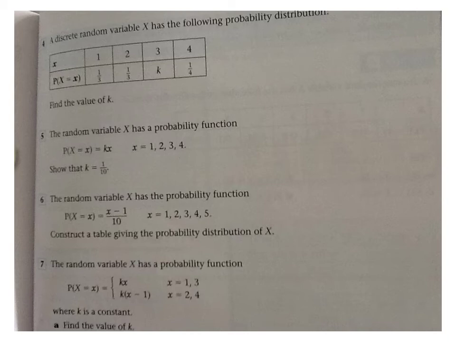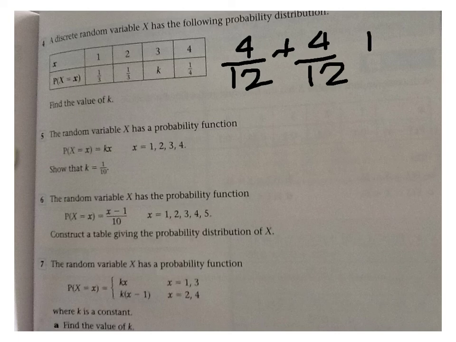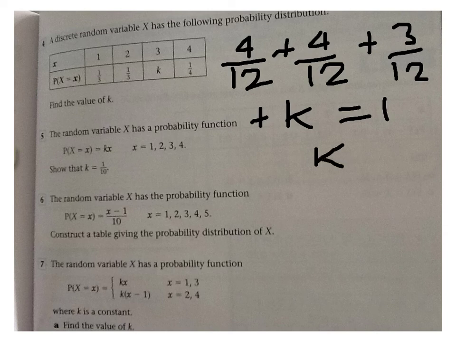Right, so for question 4, I know that if it's a probability distribution, then all the probabilities should come to 1. So I've got 1/3 plus 1/3 plus k plus a quarter equals 1. Now a third is 4/12, so we've got 4/12 plus 4/12 plus a quarter, which is 3/12, plus k equals 1. So you should be able to see quite clearly that k will equal 1/12. That's just a few seconds then to get 2 marks off and running on that question.